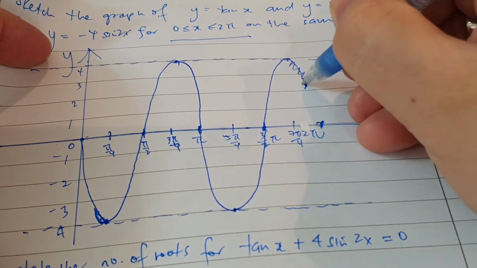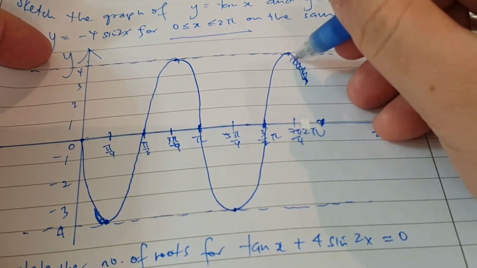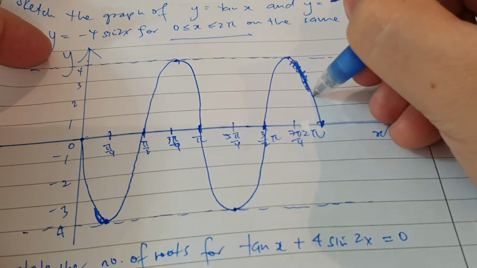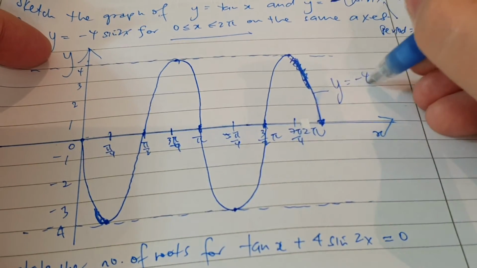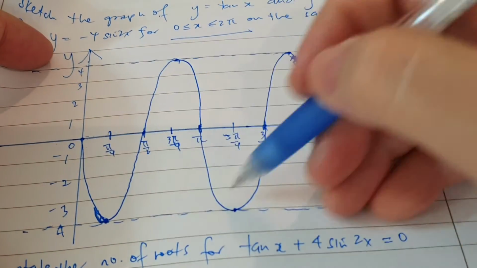Finish already lah. Where quarter here? Haven't finished here. Sorry, this one is not erased. Yeah, that's why you should always use pencil, don't use pen like me. So this is your minus 4 sine 2x. Label it, must label. This will give you marks already.